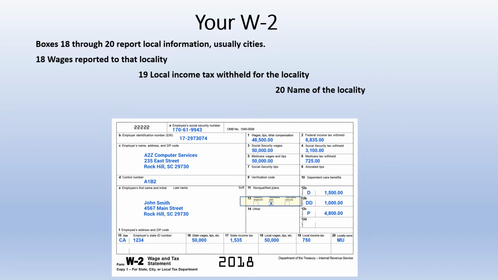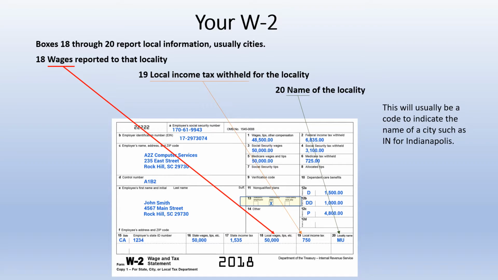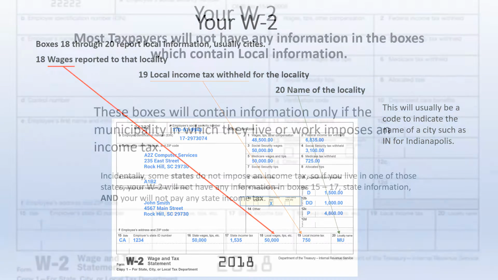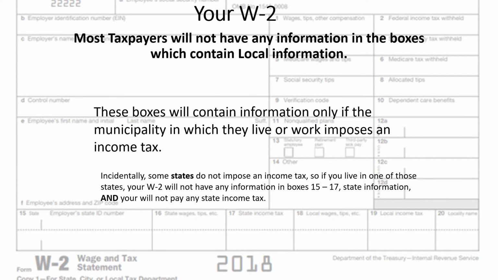Boxes 18 through 20 report local information, usually cities. 18 reports wages reported to that locality. Box 19 reports local income tax withheld for the locality. And 20 contains the name of the locality, and this will usually be a code to indicate the name of a city, such as IN for Indianapolis. Most taxpayers will not have any information in the boxes which contain local information. These boxes will contain information only if the municipality in which they live or work imposes an income tax.